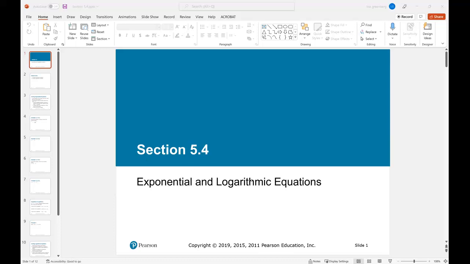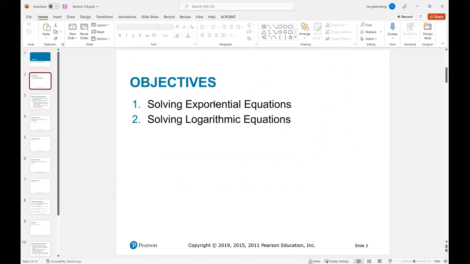Section 5.4, exponential and logarithmic equations. We're just going to be learning how to solve both exponential and logarithmic equations. They're in this same section because, remember, they're inverses of each other. So since they're inverses of each other, we use logs to solve exponential functions sometimes, and we use exponential functions to solve log functions sometimes. So let's see how this is going to go.